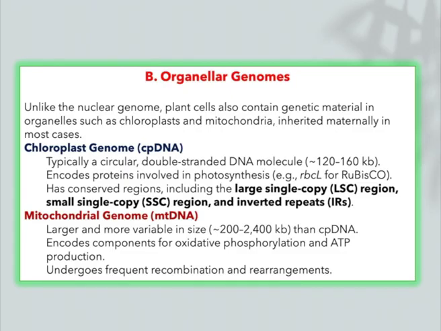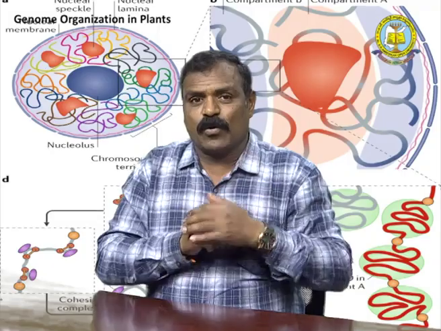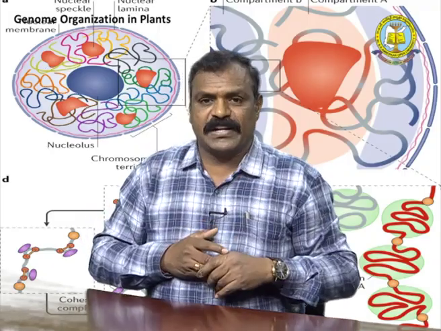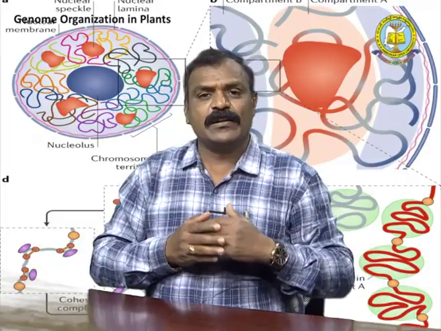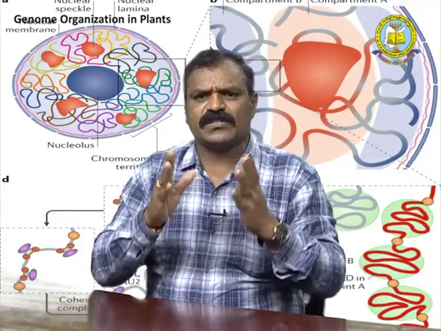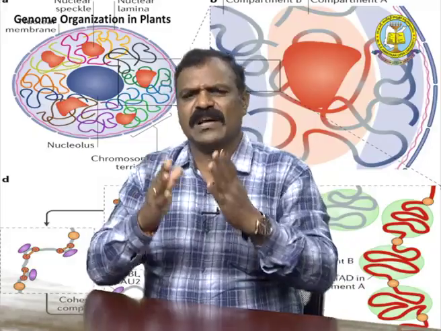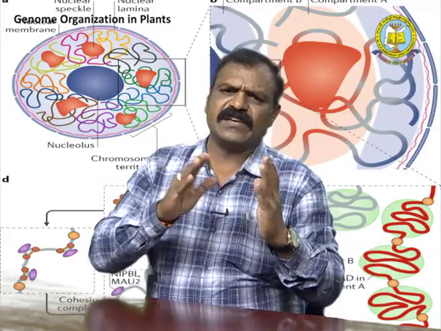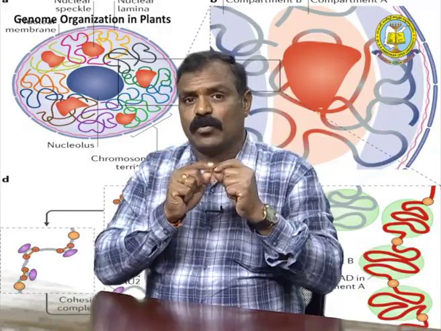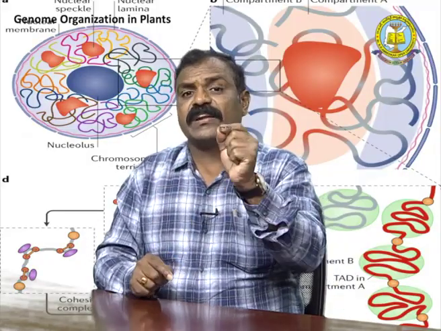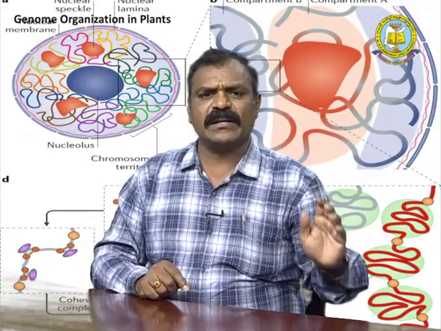Mitochondrial DNA is larger and more variable in size, 200 to 2400 kb, compared to the chloroplast DNA. It encodes components for oxidative phosphorylation and the production of adenosine triphosphate, ATP, which we also call the assimilatory power in photosynthesis. In respiration, the mitochondrial DNA undergoes frequent recombination and rearrangements.